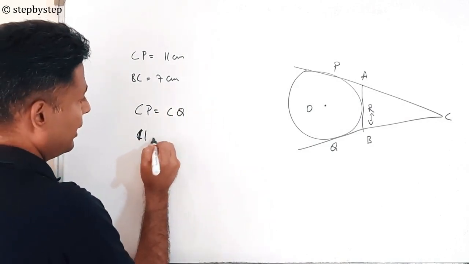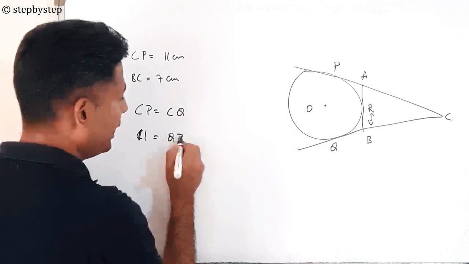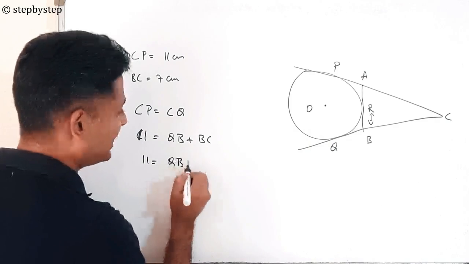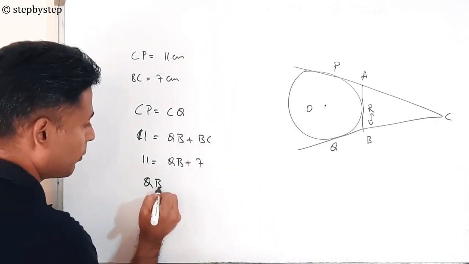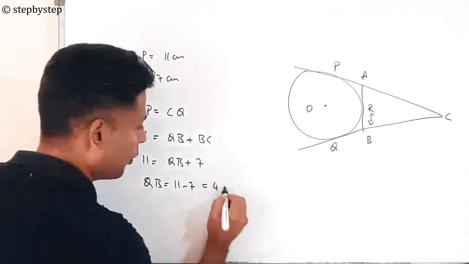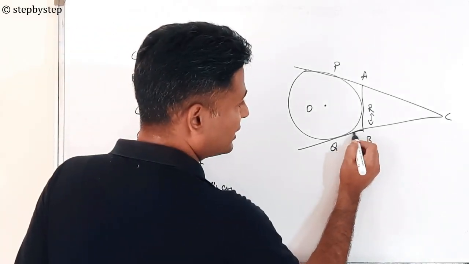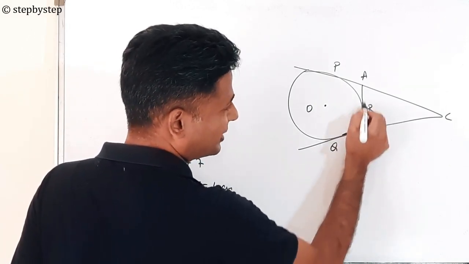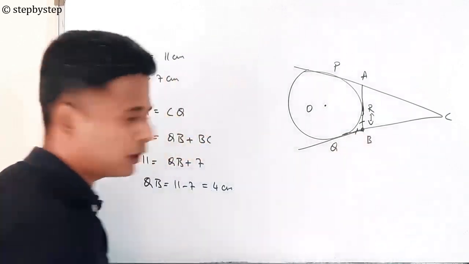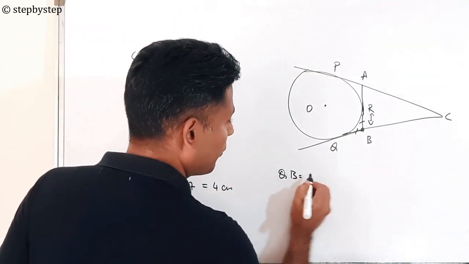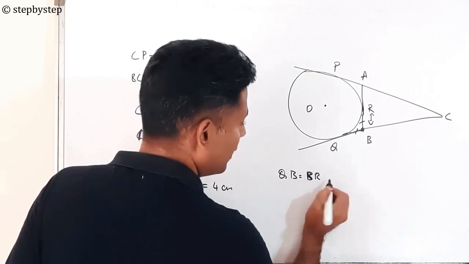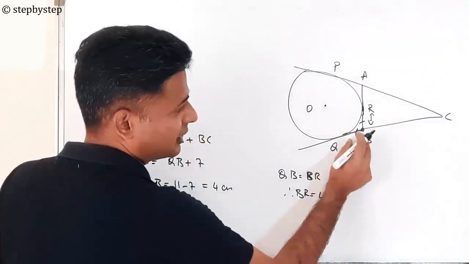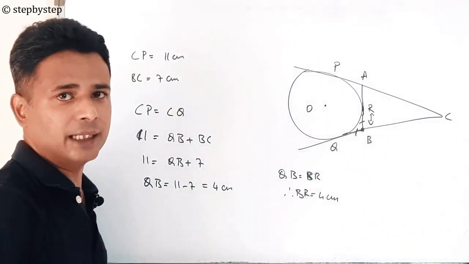So CP is 11 and CQ can be written as QB plus BC. So 11 and we know BC is 7. So QB will be equal to 11 minus 7, that is equal to 4 centimeters. Now QB is 4 centimeters. Now see, these two are tangents, again you can consider these to be tangents from same external point. So QB will be equal to RB. QB equal to RB or BR, right? Therefore BR is also equal to 4 centimeters. Since this is 4 centimeters, this also will be 4 centimeters.